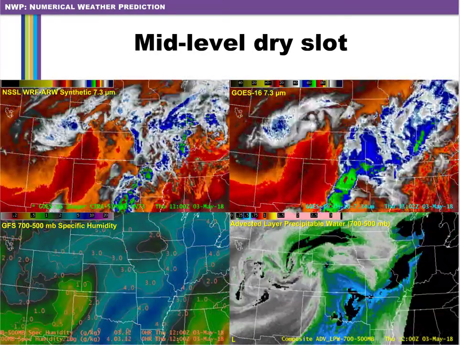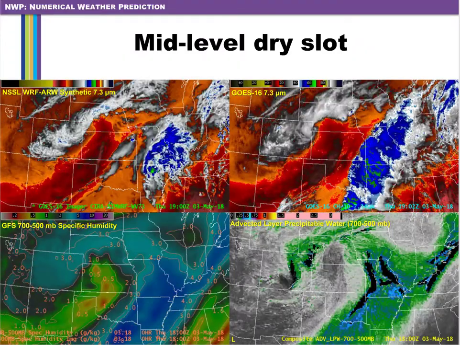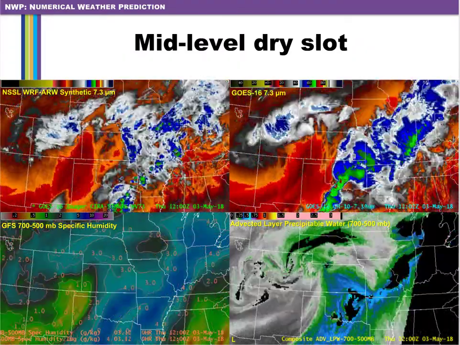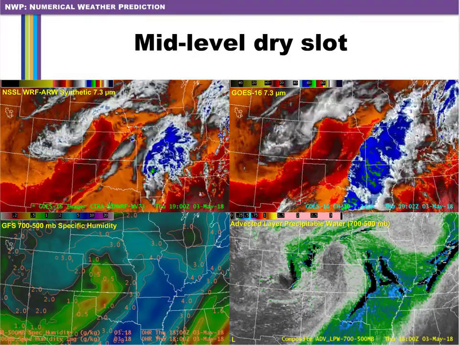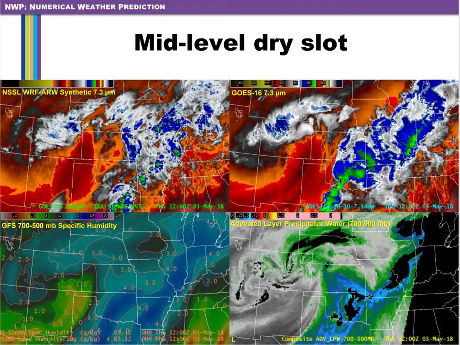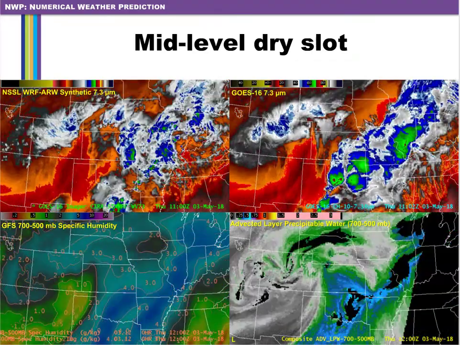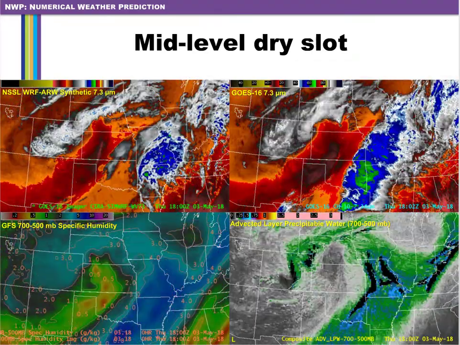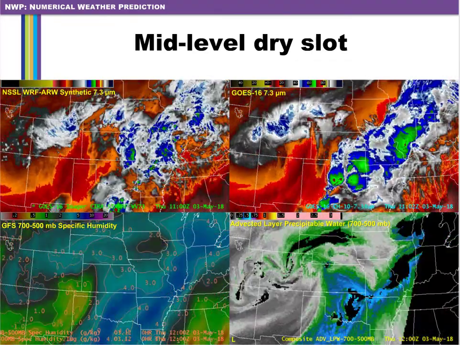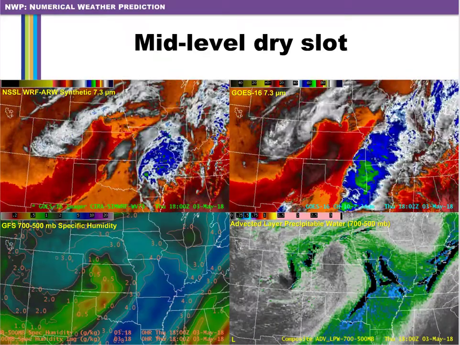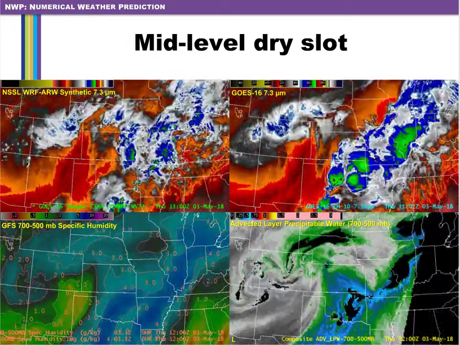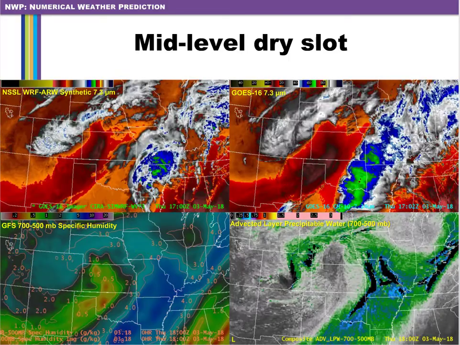In this case, we're concerned about a mid-level dry intrusion that leads to steeper lapse rates and destabilization with daytime heating, which is a concern for the convective forecast. The synthetic imagery at 7.3 microns depicts a region of warmer brightness temperatures that is associated with a mid-level dry slot, as supported in the model specific humidity field in the 700 to 500 millibar layer.